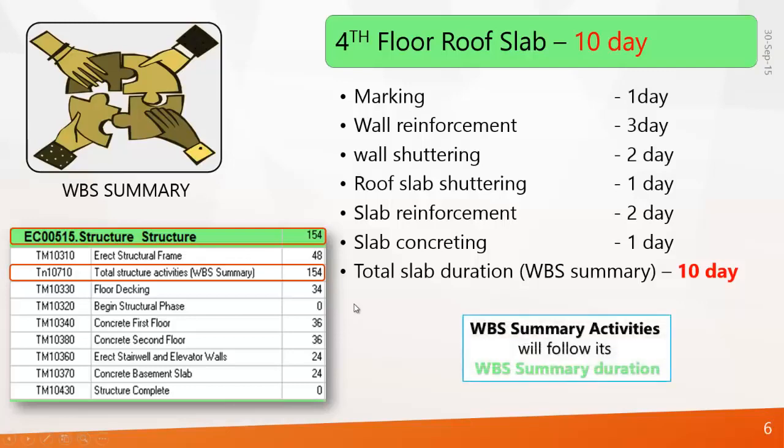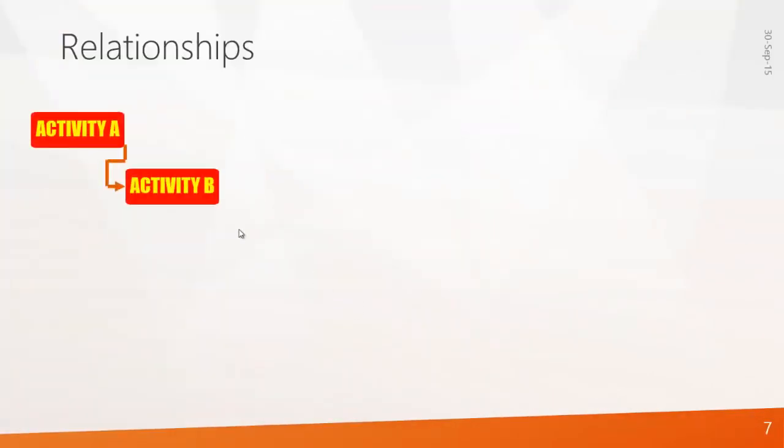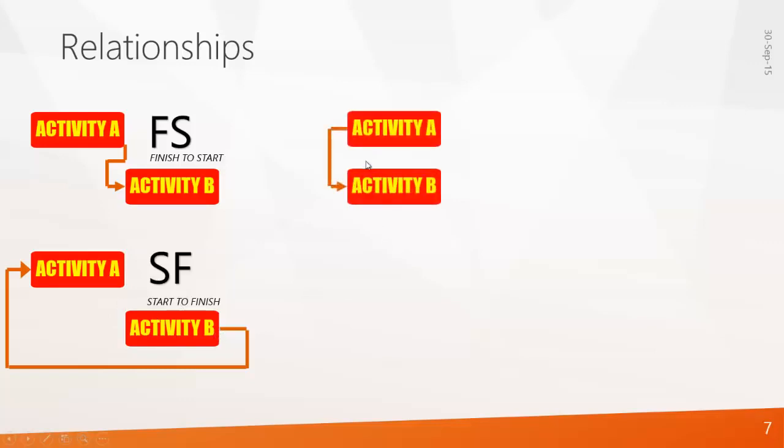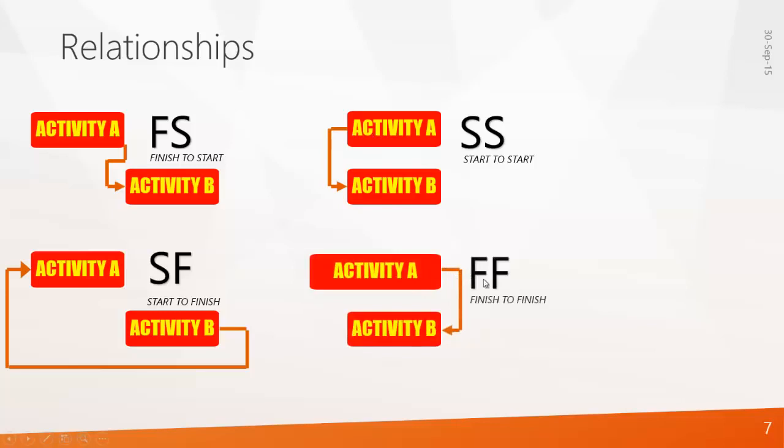Next is relationships. In Primavera there are 4 kinds of relationships. First one is finish to start or FS. It says that activity B will start after completion of activity A. Next one is start to finish, which is a non-logical relationship. It says that activity A will start after completion of activity B. And another one is start to start. It says both activity A and B will start on the same date. And the last one is finish to finish. It says that activities A and B have different start dates but finish on the same day.